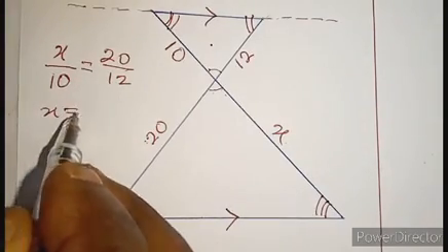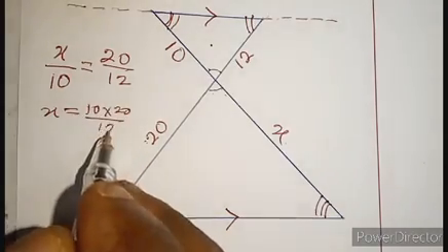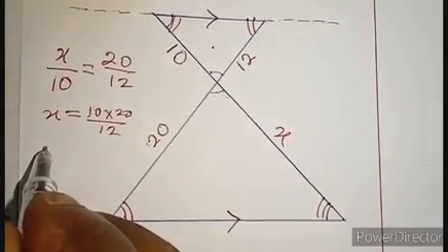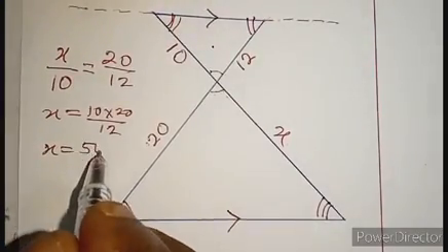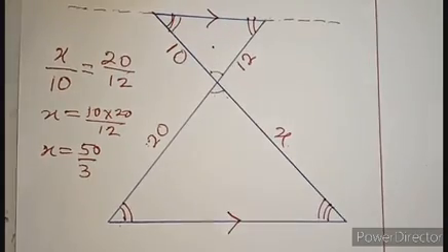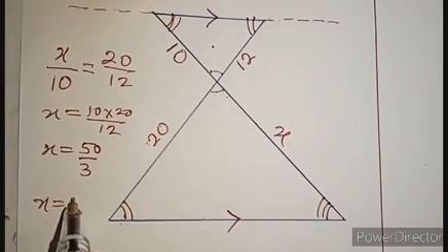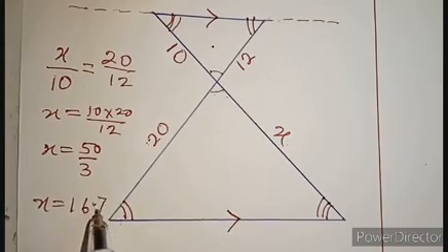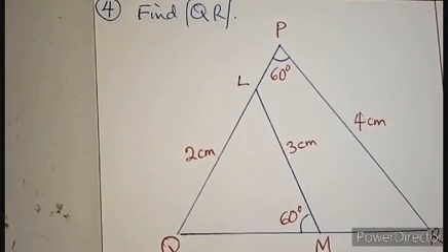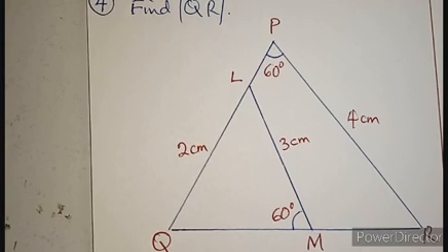So to calculate my x, 10 times 20 over 12. And that is 50 over 3. And that will give us approximately 16.7. You can pause the video and try to solve this on your own.